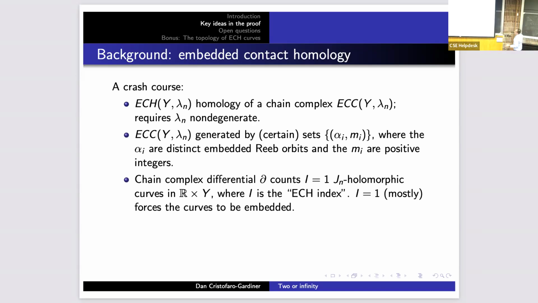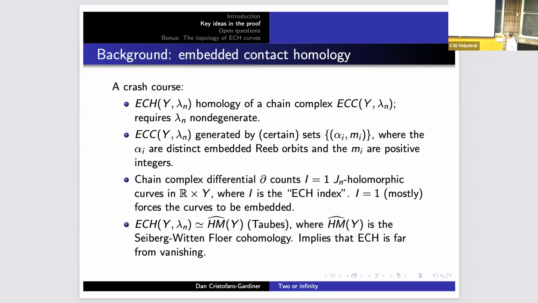So I think I have a picture on the next slide of how you should think about it. But maybe I'll also just draw one. In general, what you should be imagining is that the holomorphic curves could have genus, etc., but they are going to be mostly embedded. And very importantly, it's isomorphic to the Seiberg-Witten Floer theory. So it allows us to translate knowledge about the low dimensional topology of Y into knowledge about its contact and symplectic geometry, which is going to be important because we want to produce a lot of J-holomorphic curves.